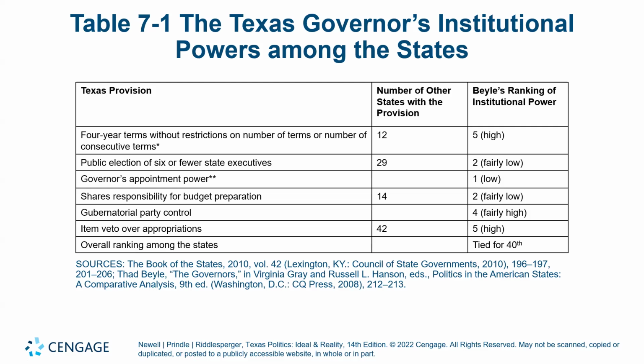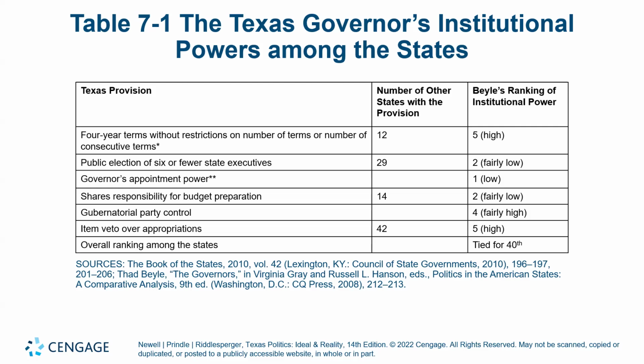The next one is public election of 6 or fewer state executives. So, 29 other states have this provision where it's six or fewer. But Texas is ranked fairly low because there are more than six of these state executives that are elected independently from the governor. So the governor does not have a lot of power here because the governor can appoint the Secretary of State. But other than that, in terms of the state executive, we have other offices, like I mentioned, Lieutenant Governor, the Comptroller, Commissioner of the General Land Office, Agricultural Commissioner, Attorney General. There's all these different executive positions that are elected independently from the governor.